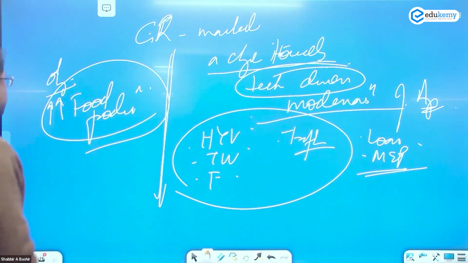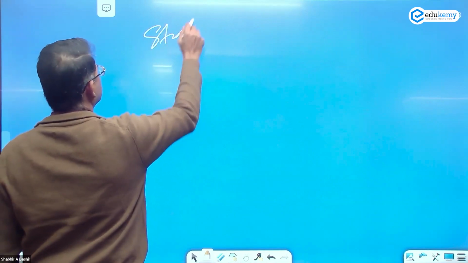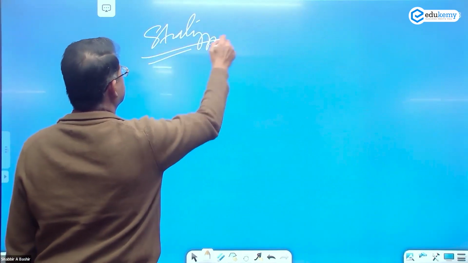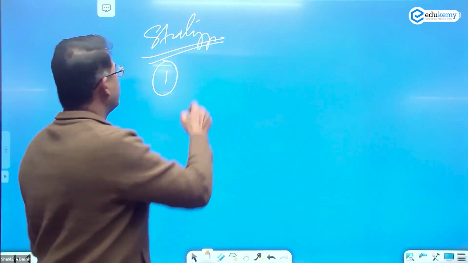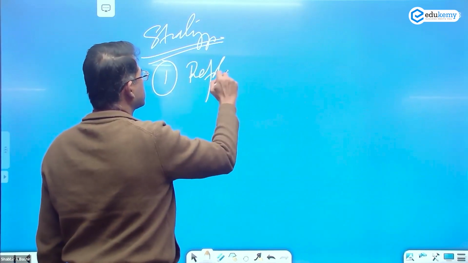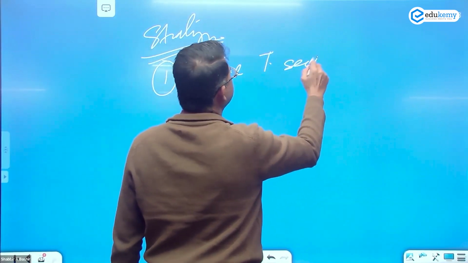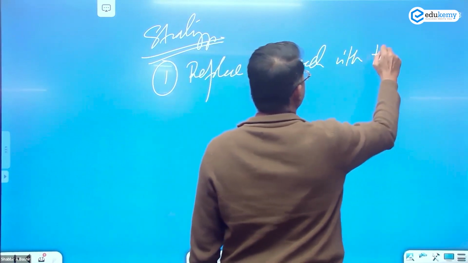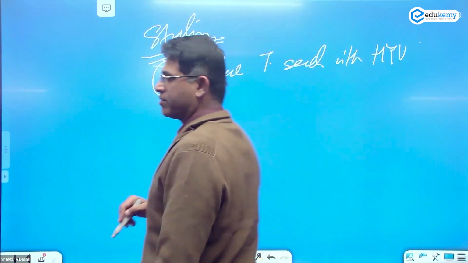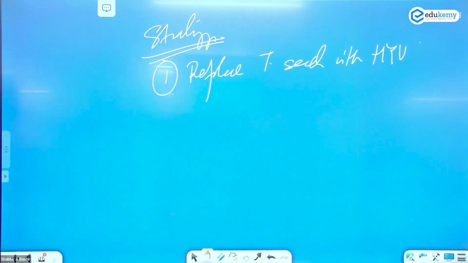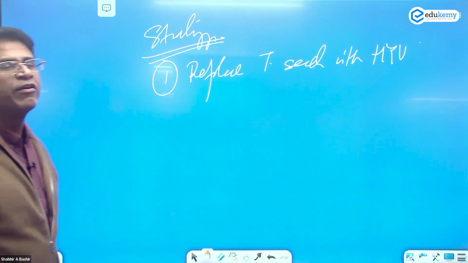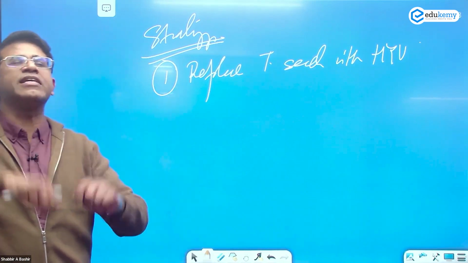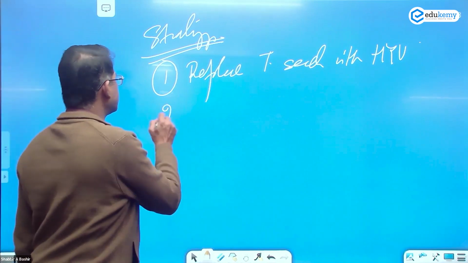तो इसका strategy क्या था? What was the strategy in this? Strategy was number one, replace the traditional seeds with HYV seeds. Okay, जो भी ट्रेडिशनल है उसको हटाओ. Now we need hybrid seeds, HYV seeds, high yielding variety seeds. ये strategy है हमारा.